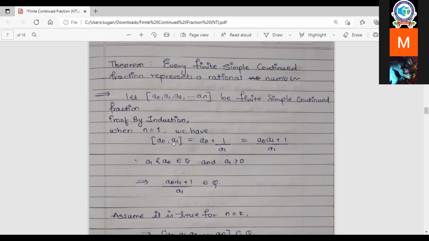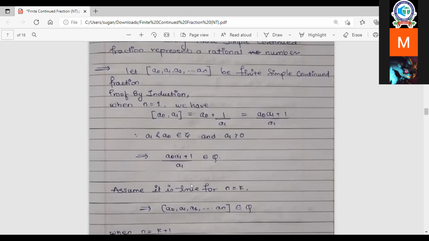Since we know it is a simple continued fraction, a1 and a2 belong to the integers, and a1 is greater than 0, so a1 is positive. From here we can conclude that a0 plus 1 upon a1 is a rational number. So for n equal to 1, our result is true.